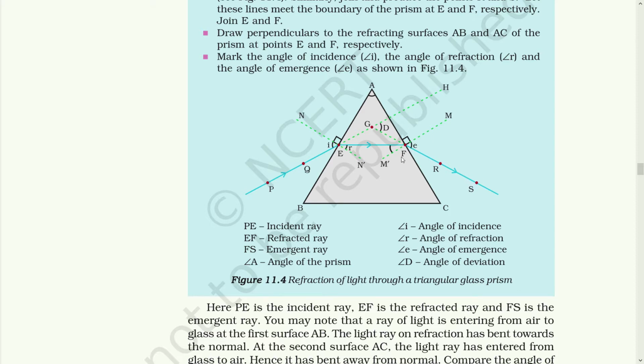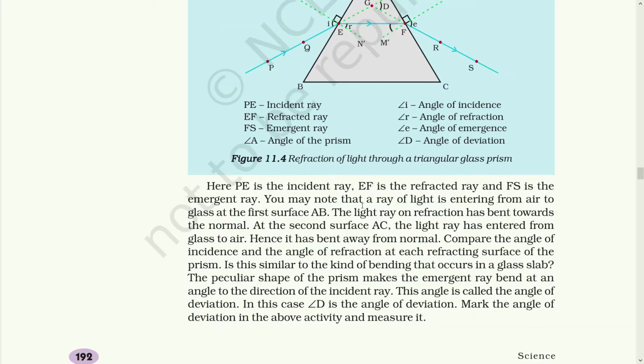On the other side, M dash is the normal and the emergent ray is FS. The angle of emergence would be between the normal and the emergent ray. Both the lines, that is the incident ray and the emergent ray, meet at a point called G. Here PE is the incident ray, EF is the refracted ray, and FS is the emergent ray.